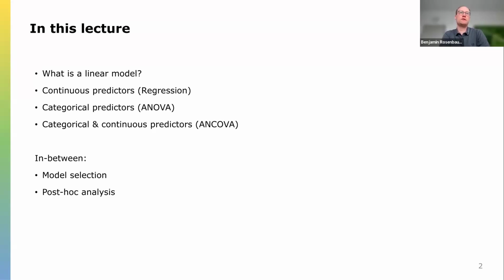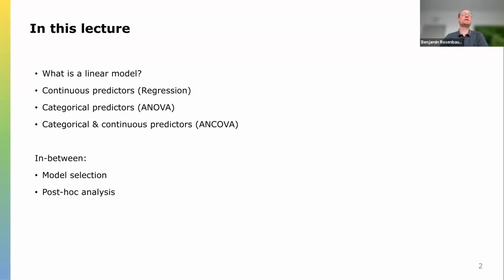Then we are talking about continuous predictors, which we usually associate with the name linear regression. Then we move on to categorical predictors, which sometimes goes under the name ANOVA. And then the mix of continuous and categorical predictors is sometimes called ANCOVA.